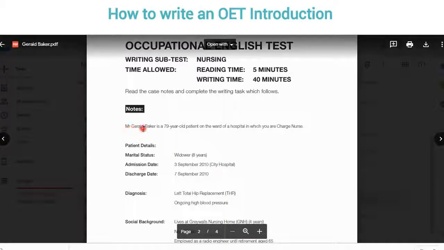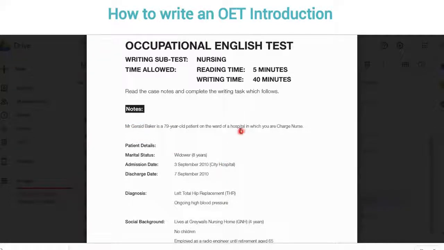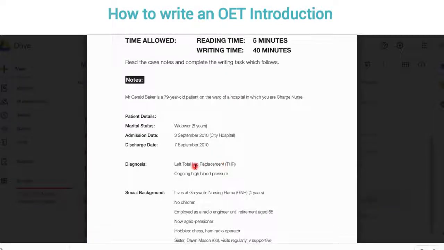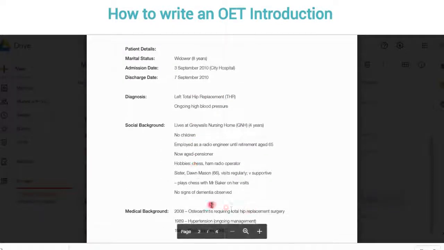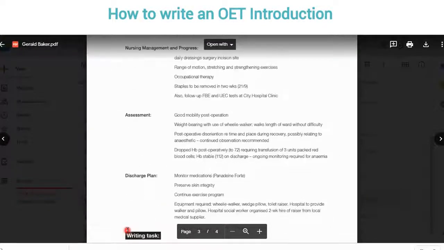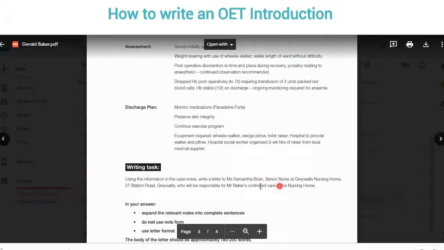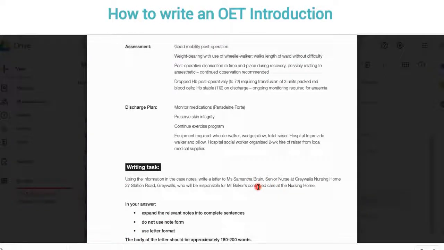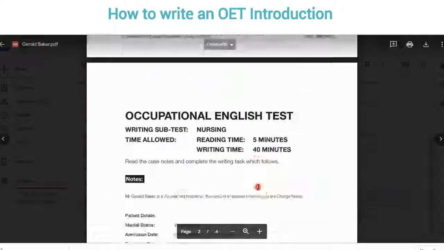I am writing regarding Mr. Baker, who was admitted to our hospital for a total hip replacement following a recurrent history of osteoarthritis. He is being discharged today and now requires your further care and support. Excellent, excellent. Let's try that with Jancy, please. 5, 4, 3, 2, 1, go.